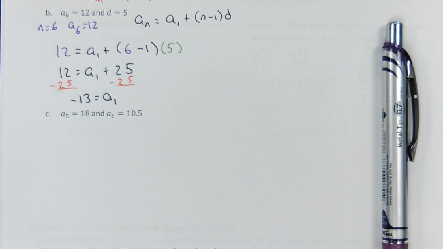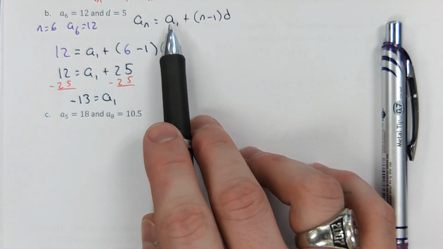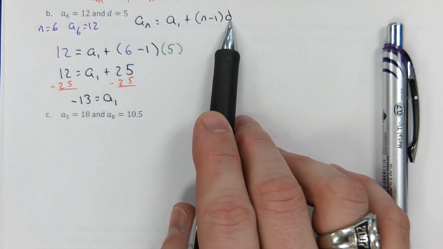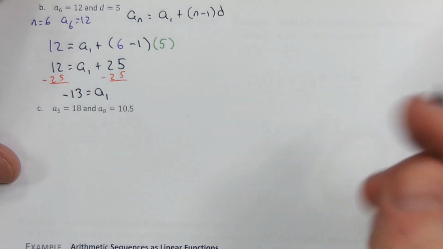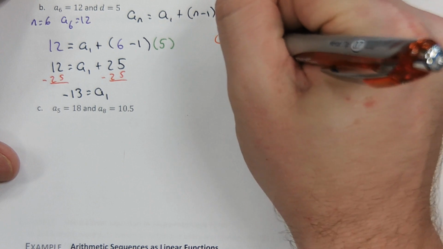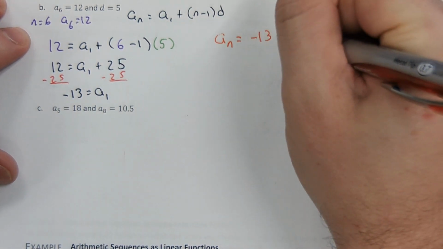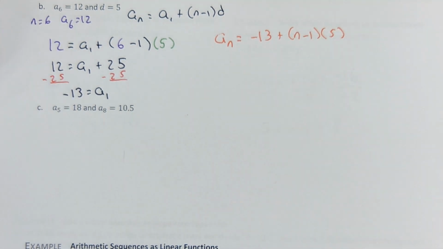There you have it. In your nth term formula, you can put a negative 13 right there, and you know that this number is 5. And if you want to know the 15th term, you just drop a 15 right there. So I'm just going to write out the general term. A1, we said, was negative 13, and we know that D is 5. Again, if you felt like distributing that 5 and combining your like terms, you could. It'd be 5n minus 18 if you wanted to.